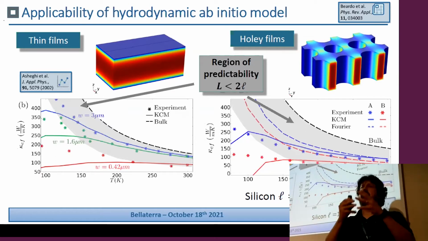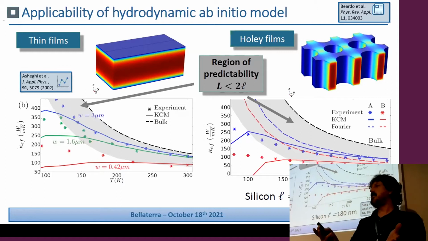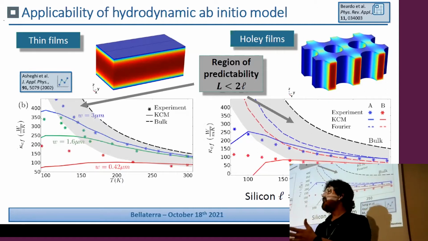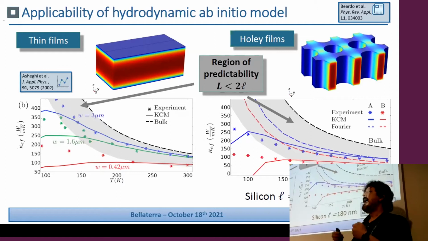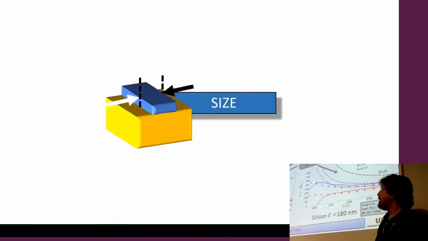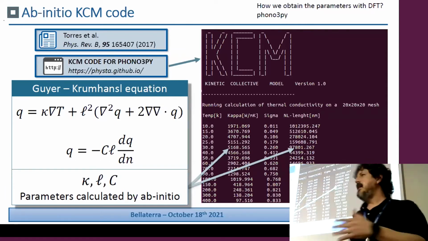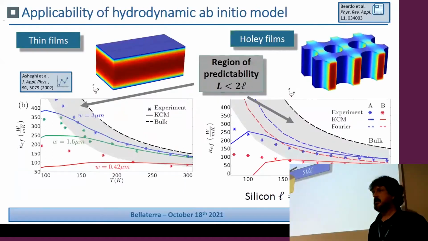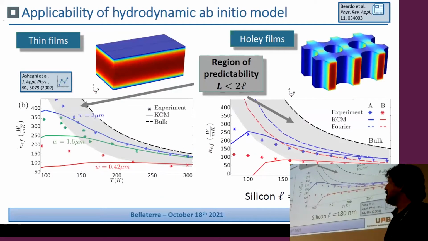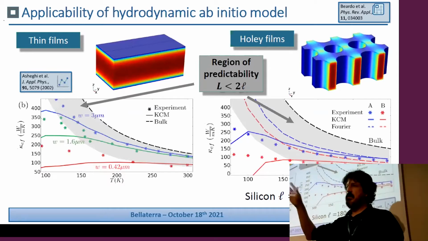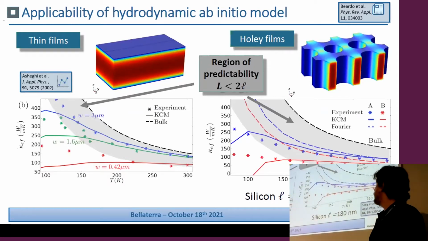The ab initio parameter is the thermal conductivity at room temperature, for example, 150 W/mK, and L, the non-local length, which is approximately 200 nanometers, more or less. These are the two parameters that I'm going to use at room temperature. Obviously, when you change temperature, they will change, but the calculation will be the same.